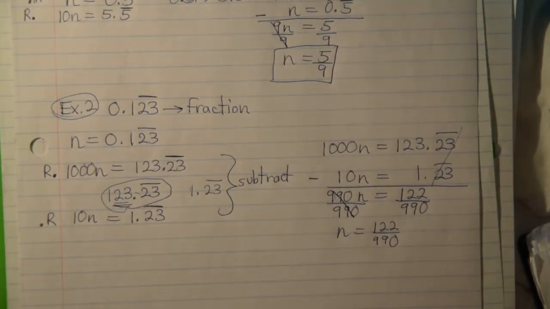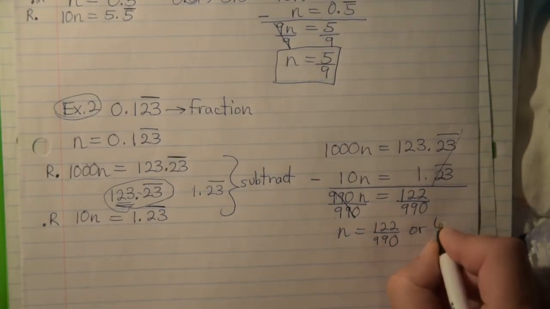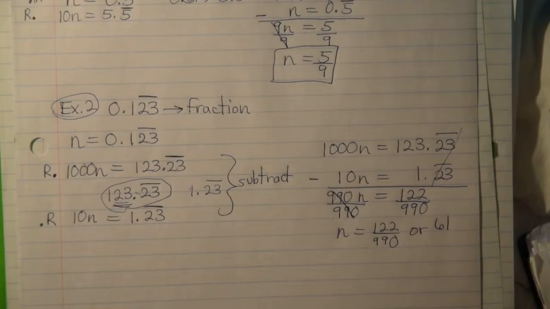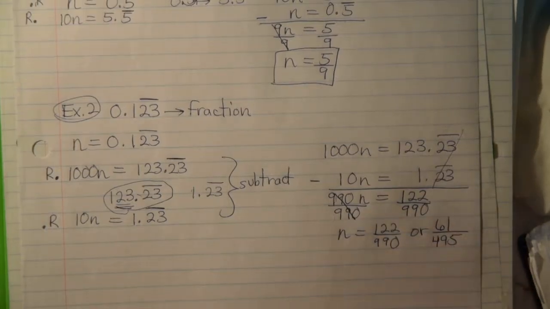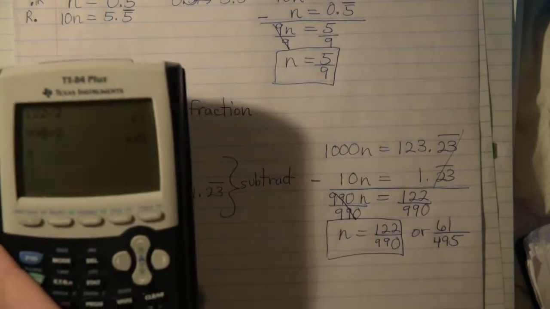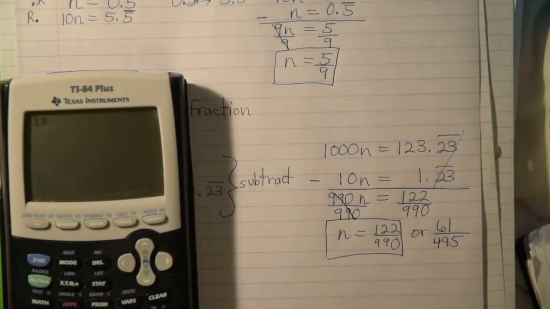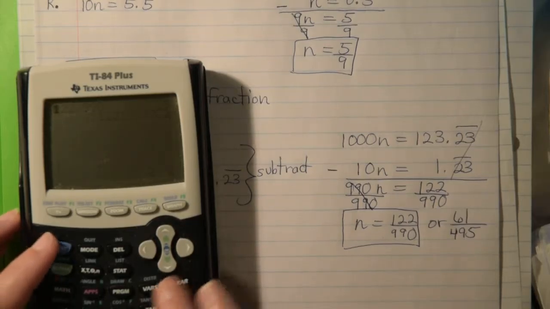Now you could simplify that. I'm okay with you just leave it. But here, let's just go ahead and do it. 122 divided by 2, 61 over 495. But this is okay. And then to check your answer, you can go 122 divided by 990. 0.12323232323.